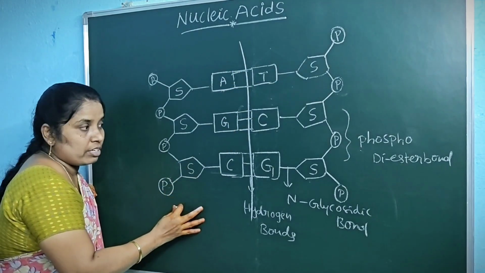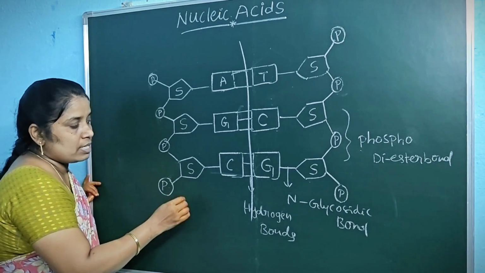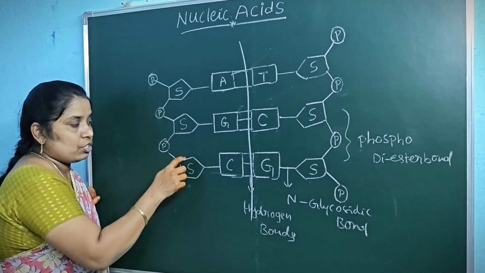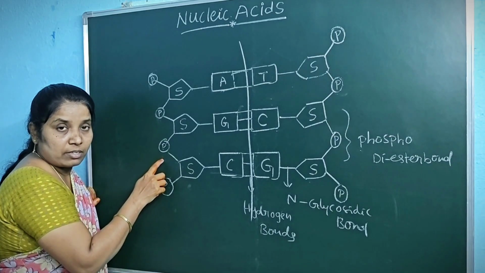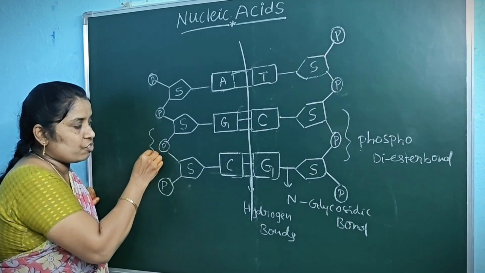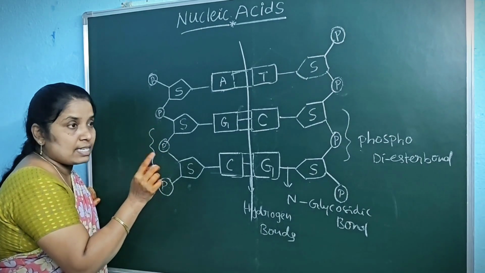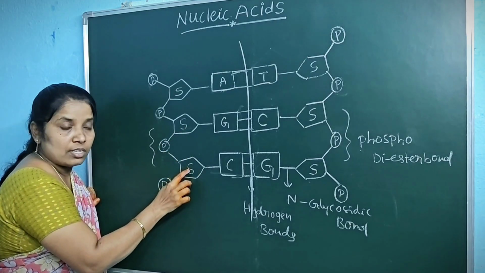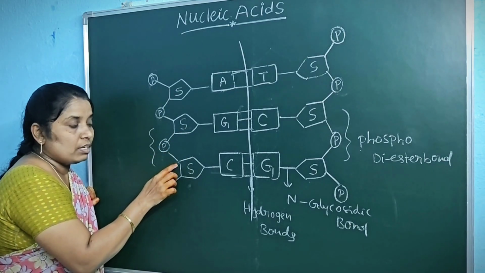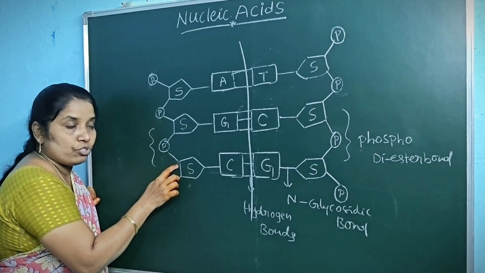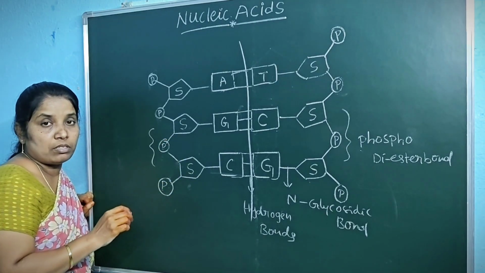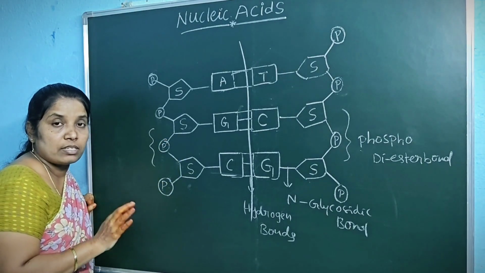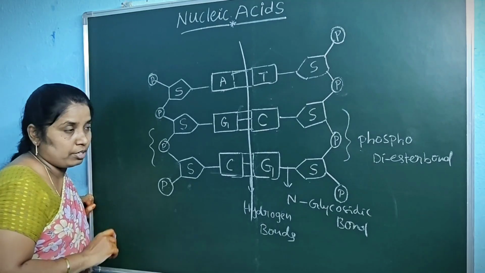So let's see the structure of one strand. So here you can see, in between two sugars, one phosphate group is present. So this is called a phosphodiester bond, established between the two sugars. It is attached in between the 5th carbon of one sugar and the 3rd carbon of another sugar. You have to remember this.